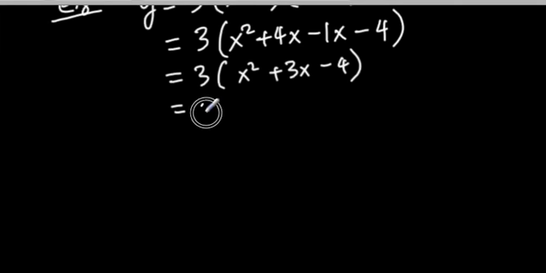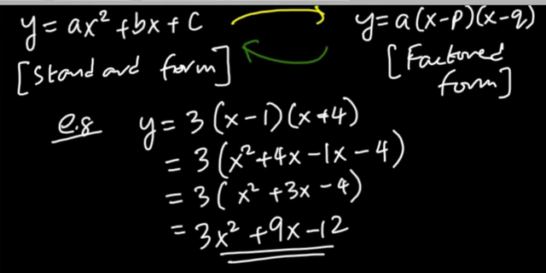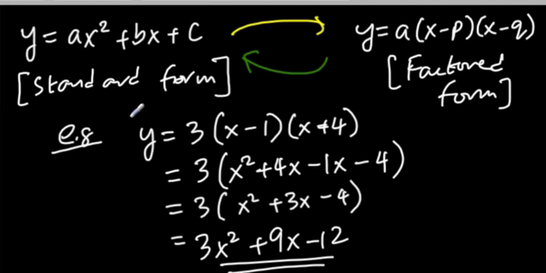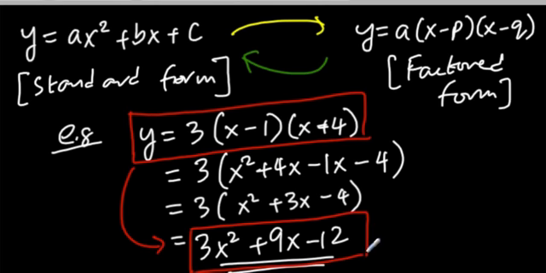And finally, what I can do is distribute the 3 amongst the 3 terms over here. So it's 3x squared plus 9x minus 12, and there you have it. I have the standard form. So really what we've done is gone from the factored form, which is this right here, all the way to the standard form, which is that over there. Okay? So let's actually do a much more interesting example of going from the factored form to the standard form.